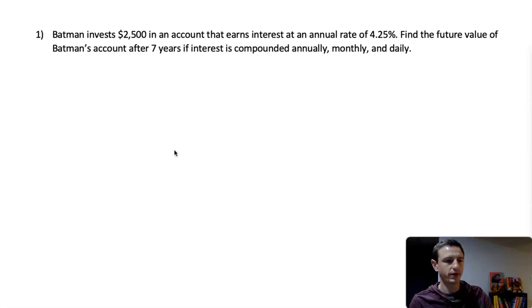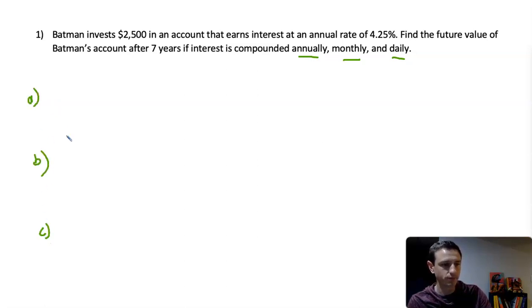So in this example, we have Batman invest $2,500 into an account that earns interest at an annual rate of 4.25%. Find the future value of Batman's account after 7 years if the interest is compounded annually, monthly, and daily. So we have 3 different scenarios that we're going to take a look at: annually, monthly, and daily.